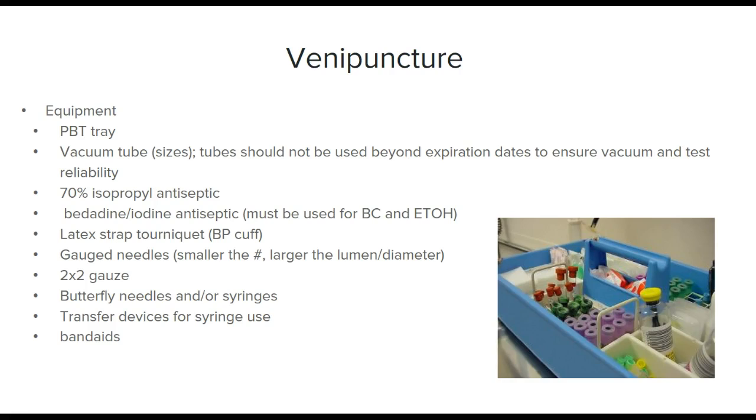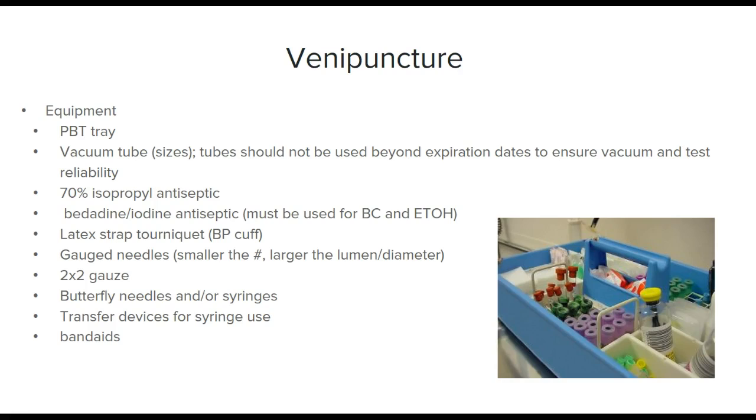Usually alcohol is used as an antiseptic, and what's most often used is 70% isopropyl. Betadine or iodine can be used for blood cultures or alcohol levels, ETOH. The tourniquet is used. Usually we have a latex free tourniquet. It says latex strap tourniquet because we used to have all latex tourniquets, but now everybody has latex free tourniquets. Or a blood pressure cuff could be used if that's all you had.